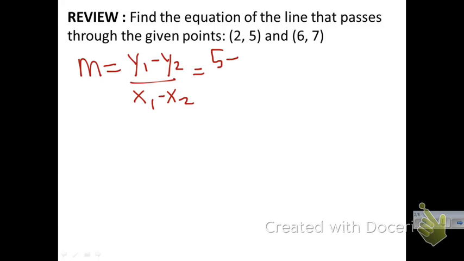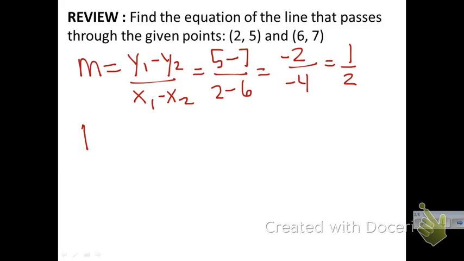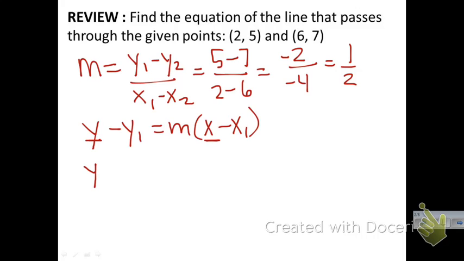y1 is 5 minus y2 7 over x1 2 minus x2 6. And then we'll simplify this. We get negative 2 over negative 4, and that also reduces to 1/2. Then because we have a slope and a point, we're going to use point slope, which says you take y minus y1 equals m times x minus x1, and we'll fill in everything but the x and the y. We leave those.